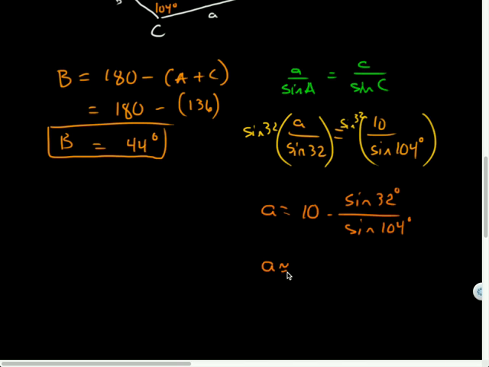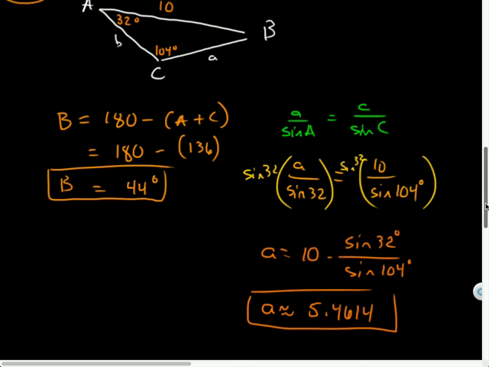So a is about, let's see, we'll do 10 sine of 32. Make sure you're in degree mode. Divided by sine of 104. And I would get 5.4614. So there's little a. I just found a missing side in a non-right triangle. You win a gold star.